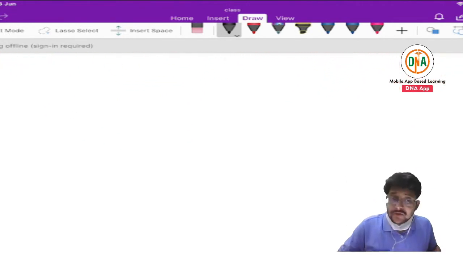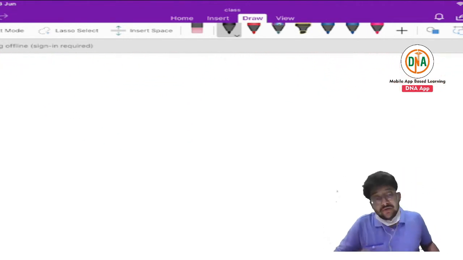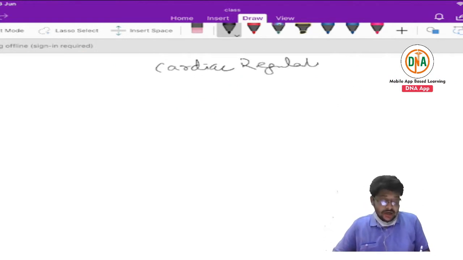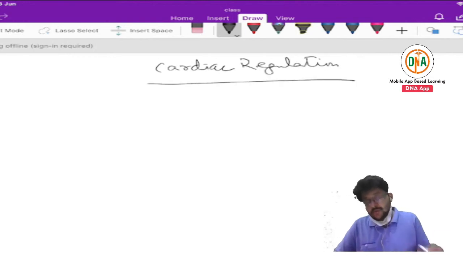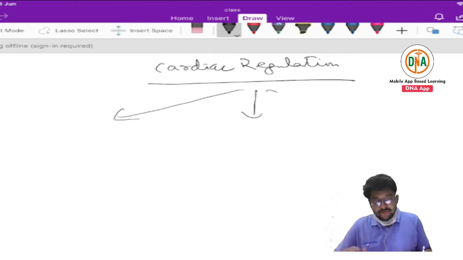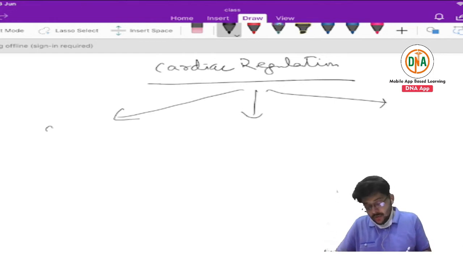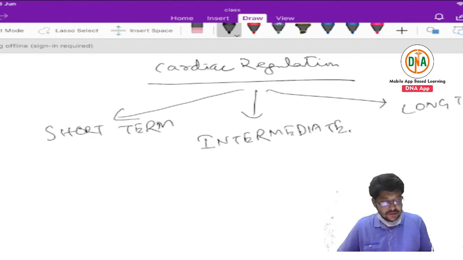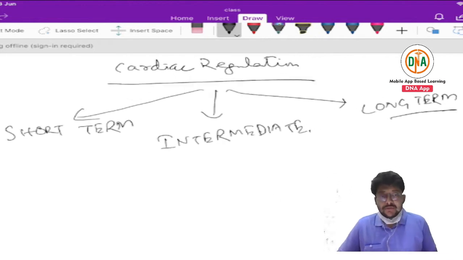So that's the first 5 minutes of today. Now we are coming to the cardiac regulation. This is extremely important, cardiac regulation. So first of all, we shall urge you to write, and after that we shall explain important parts from cardiac regulation. So there are different parts or types of cardiac regulation. One is short-term regulation, the other is intermediate regulation, and the other is the long-term regulation.